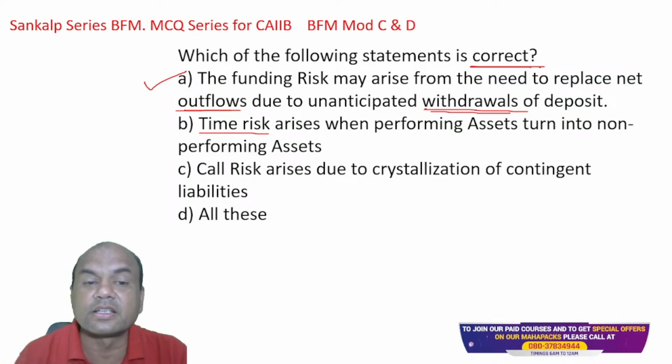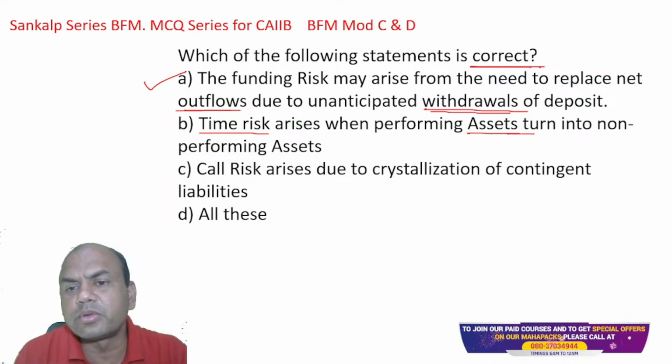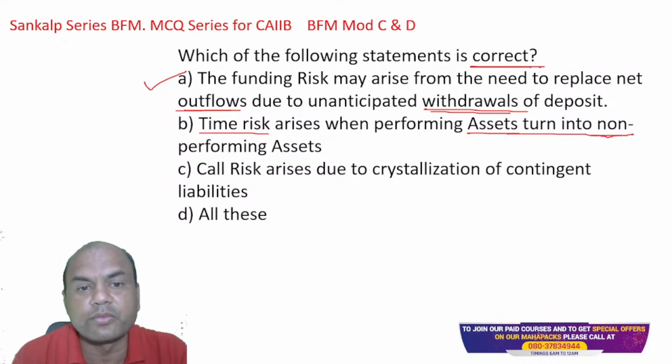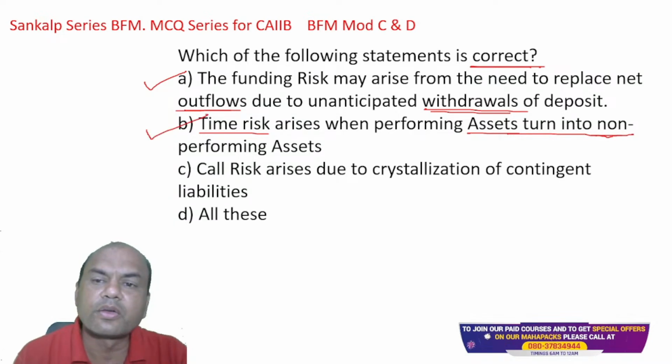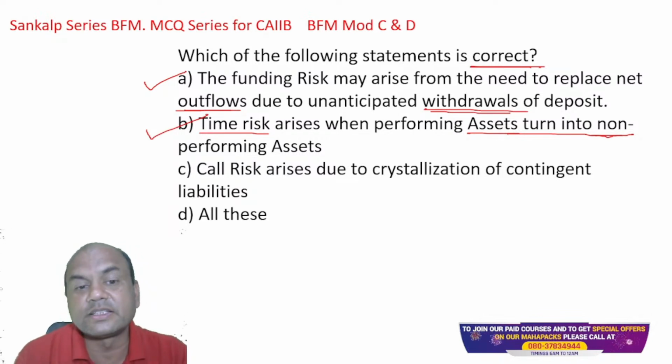When an asset turns into NPA, meaning my performing asset becomes NPA, then I won't be getting the interest that the loan was going to give me. So that's why it is again correct. So if 2 are correct, obviously this answer will be D. Let's see the third one also.